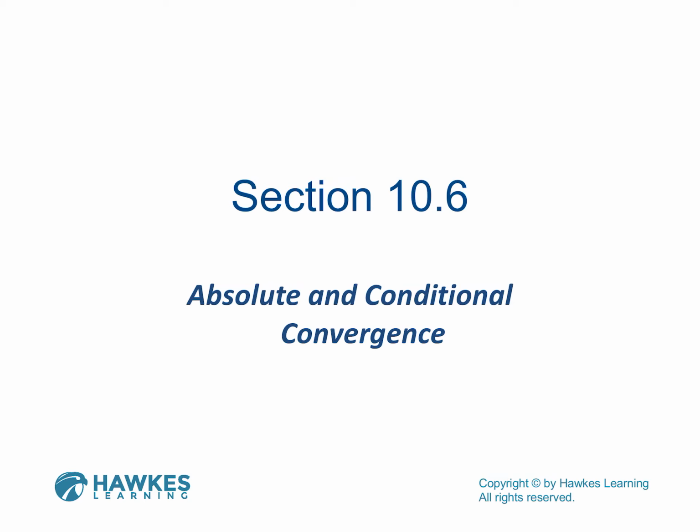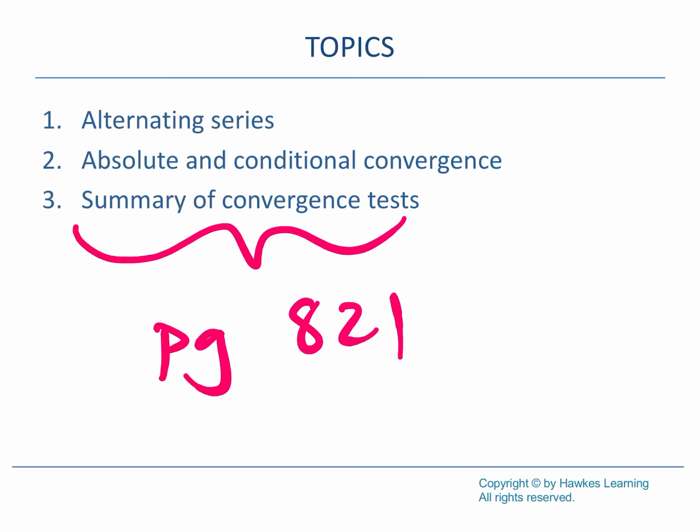All right, we're in section 10.6, and here are the main topics for today. Today's actually going to go pretty quick. I want to remind you that page 821 is that great little summary of convergence tests of all of the things that we've been looking at in this chapter. So that is a good sheet to look at when you're trying to study all of them together. So the first thing for today, alternating series, talk about what those are, and then we will decipher between absolute and conditional convergence.